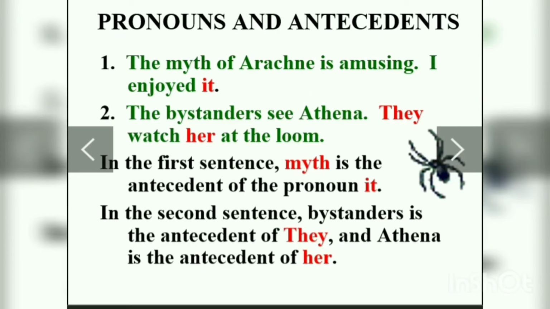In the first sentence, myth is the antecedent of the pronoun it. Now, when we say it, we are talking about myth. They watch her at the loom. They means the bystanders. Her means who? Athena.